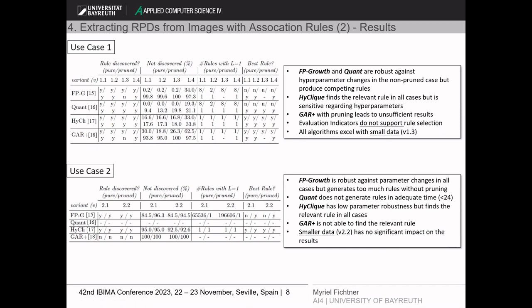For use case 2, the FP growth is robust against parameter changes in all cases, but generates too many rules without pruning. Quant does not generate rules in adequate time. This means below 24 hours, so we cannot provide any results regarding this algorithm. The hyperclick miner has a low parameter robustness, but finds the relevant rule in all cases. GAR plus is not able to find the relevant rule at all. And also for use case 2, smaller data, variant 2.2, has no significant impact on the results.